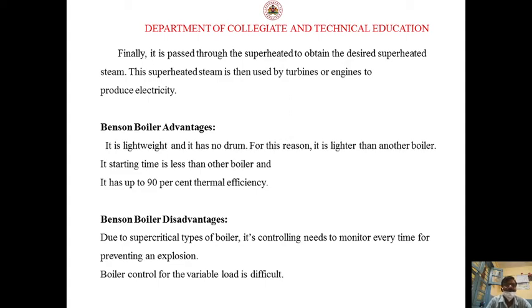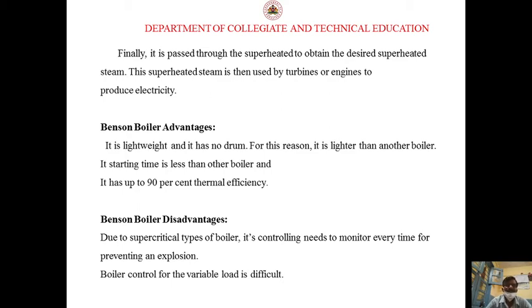Bunsen boiler advantages. The main advantage of the Bunsen boiler is that it is lightweight and has no drum. There is no water drum in this boiler, so it is lighter than other boilers. Its starting time is less than other boilers, and it has up to 90% thermal efficiency. So the efficiency is also good.